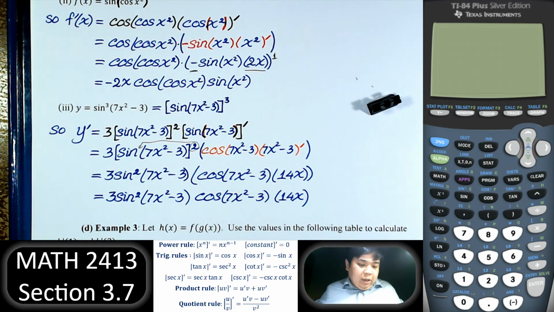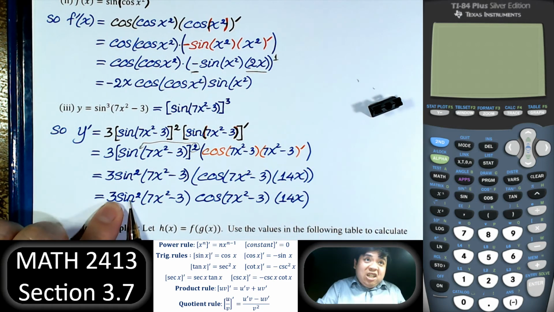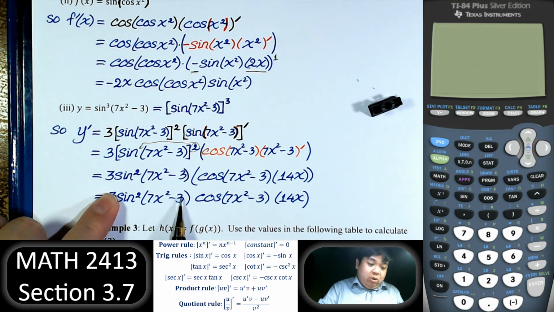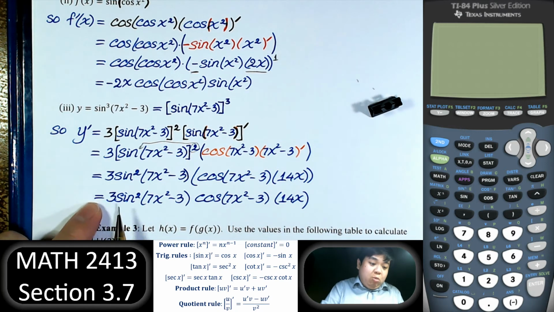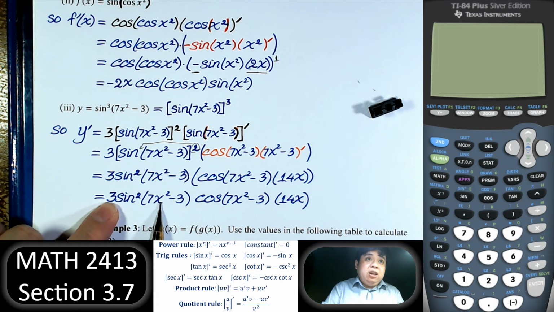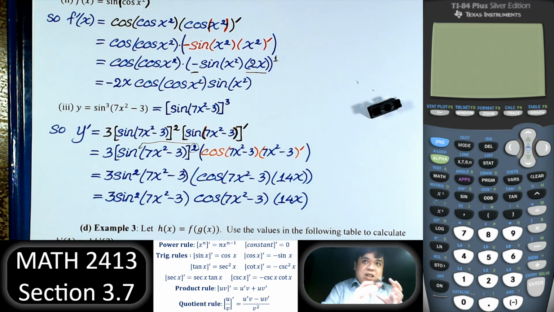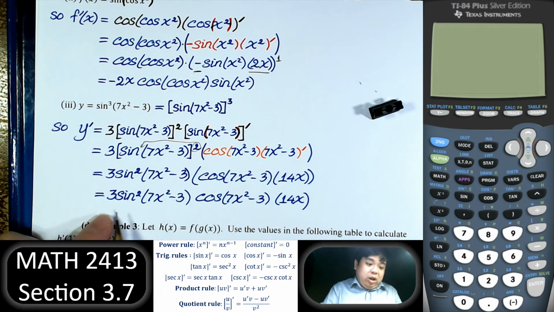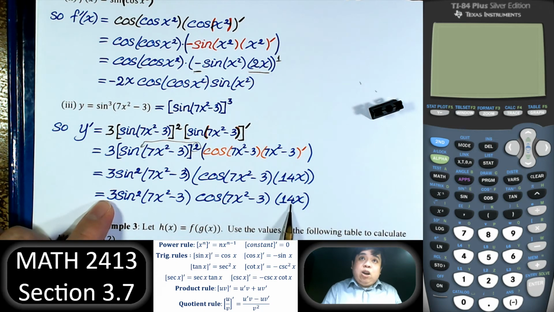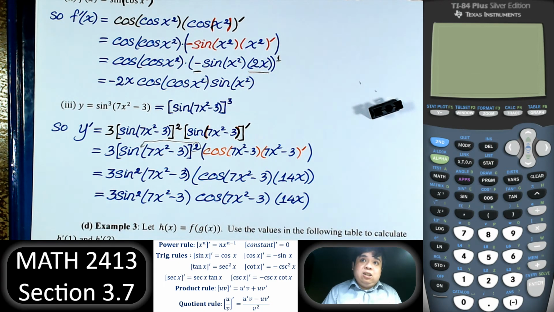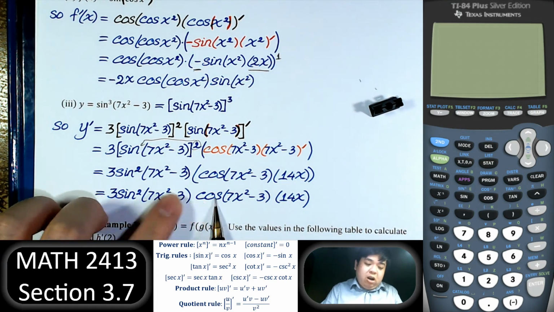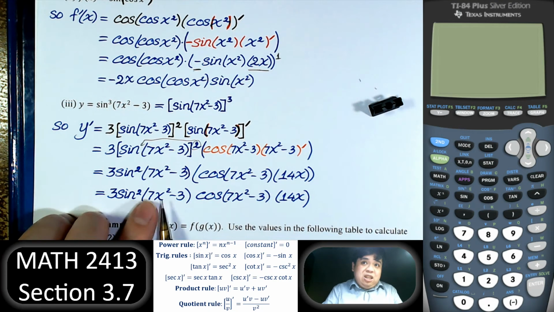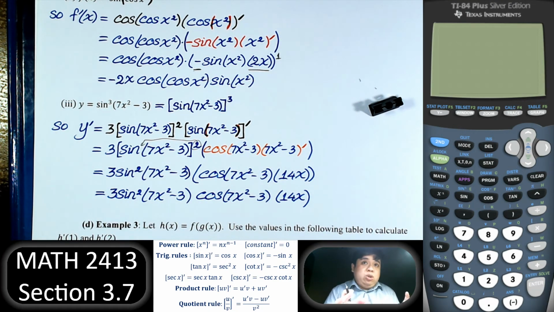Now, 7x squared minus 3 is inside the sine, inside the square, so we're not going to mess with that, definitely. Don't multiply the 3 in front in here, because they're inside different powers. 7x squared minus 3 is also inside the cosine, so we cannot multiply the 3 inside, and cannot multiply the 14x inside either, because this belongs to the cosine, and this belongs to the sine, which is inside the square. So we're not going to mess with any of that.